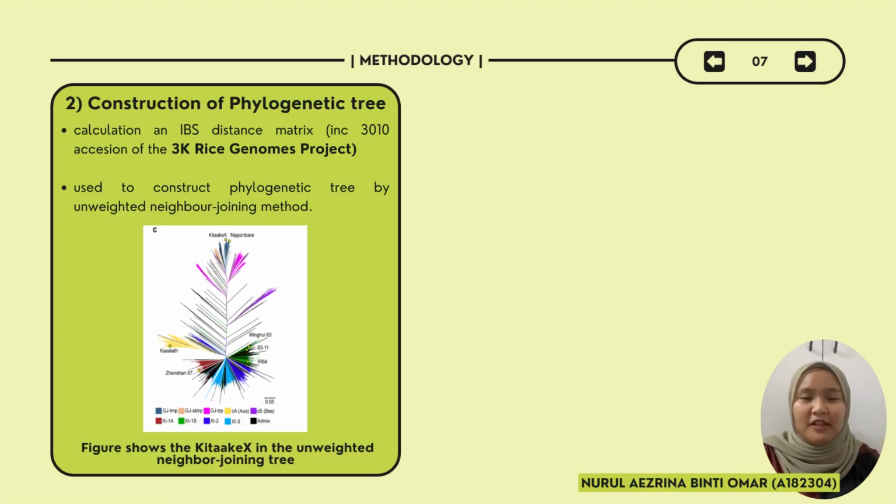The other method that is used in the paper is the construction of the phylogenetic tree that involves the calculation of IBS distance matrix using genotype of all rice accessions, including the 3010 accessions of the 3K Rice Genome Project, and some additional accessions that are fetched from the SNP databases and related genomic data. The IBS distance matrix was then used to construct a phylogenetic tree by the unweighted neighbor joining method.